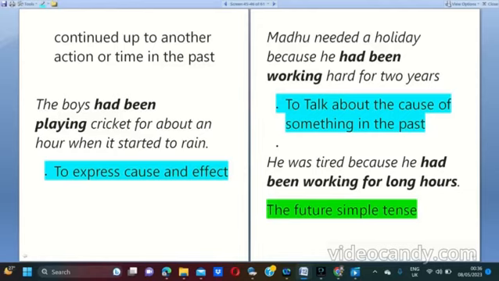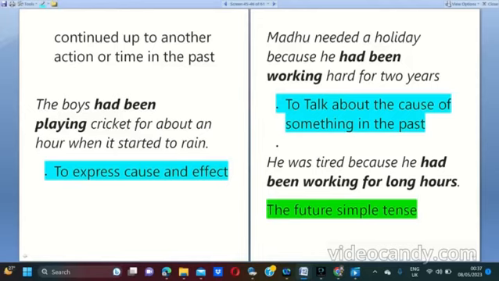When it started to rain is another action. Here, this action started in the past. The boys had been playing cricket; they started playing cricket in the past. Maybe they started playing cricket yesterday. The action continued up to the evening of the same day. That evening, by the time the match was ending, it started to rain.